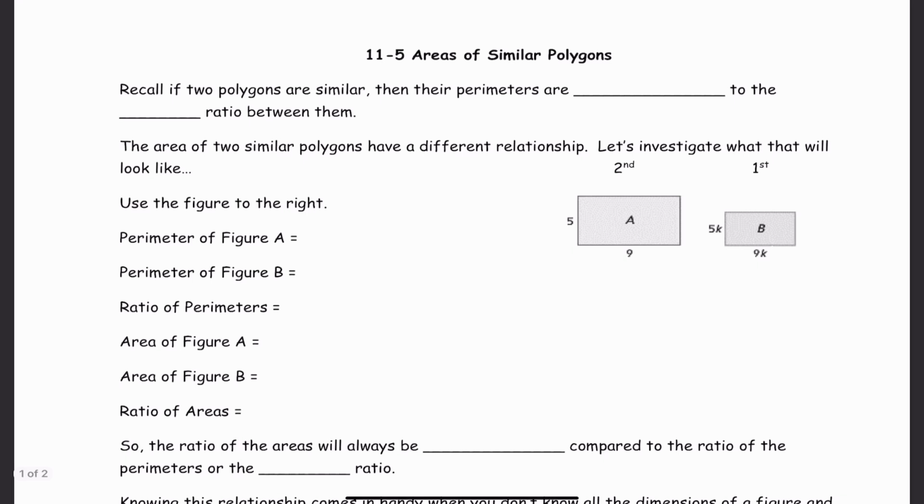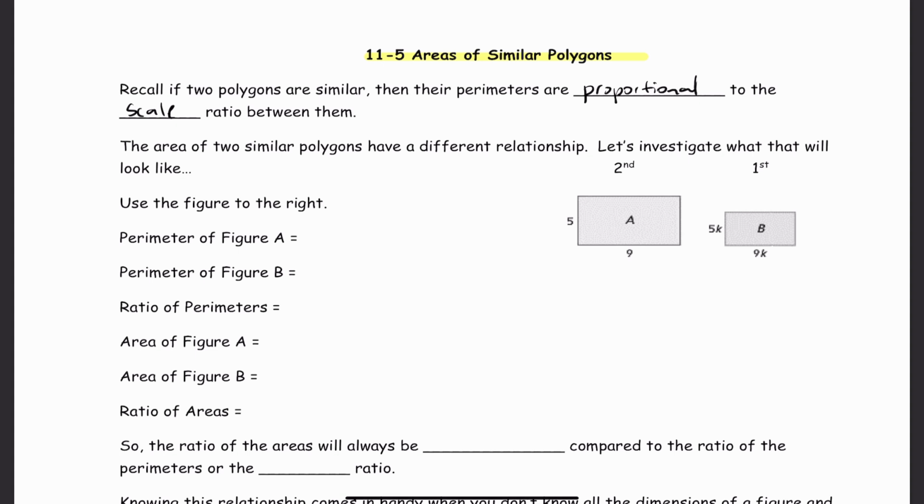All right, so today we're going to learn about 11.5 areas of similar polygons. Now recall, if two polygons are similar, then their perimeters are proportional to the scale ratio between them. The area of the two similar polygons have a different relationship. Let's investigate what that will look like. So we're going to use the figure to the right here.